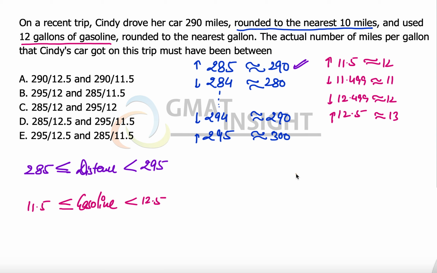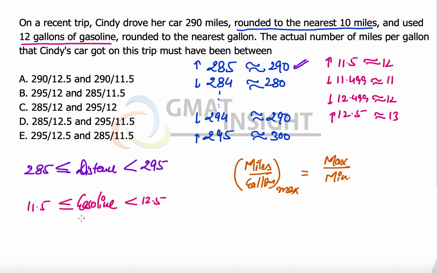Now the question says the number of miles per gallon. We have to find miles per gallon, that means miles upon gallon, and we have to find the range of it. So we have to find the maximum value of this ratio as well as the minimum value of this ratio. Let's quickly understand: a fraction such as this can be maximized if the numerator is maximum and the denominator is minimum. But that's a useful understanding only if both numerator and denominator are positive, which we know here because the miles and the number of gallons are both positive. So for positive values, a fraction is maximized when the numerator is maximized and the denominator is minimized.